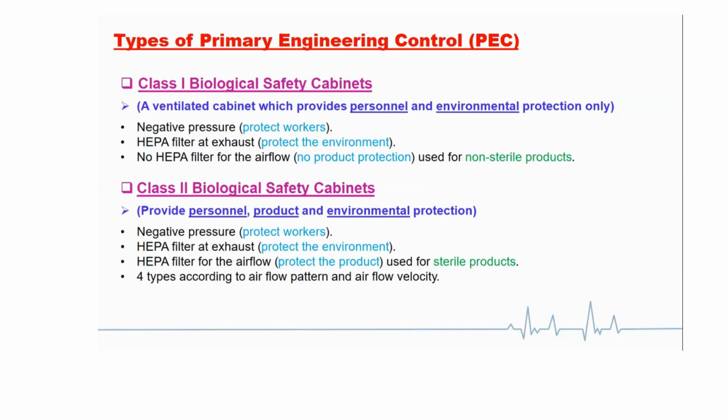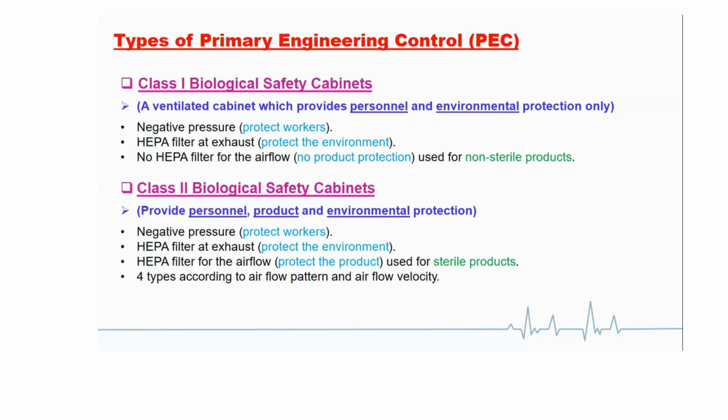While Class 2 biological safety cabinet provides personnel, product, and environmental protection. It has a negative pressure, so it protects workers, a HEPA filter at the exhaust, so it protects the environment, and a HEPA filter for the airflow inside the hood, so it protects the product and is used for sterile preparations.